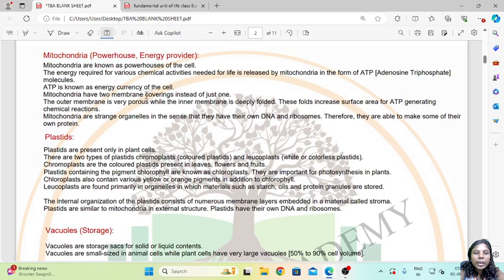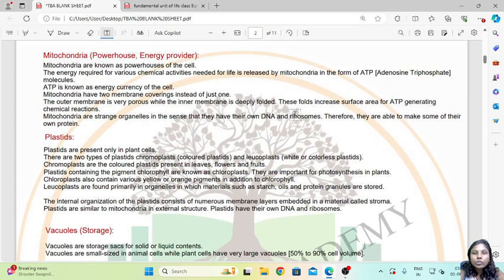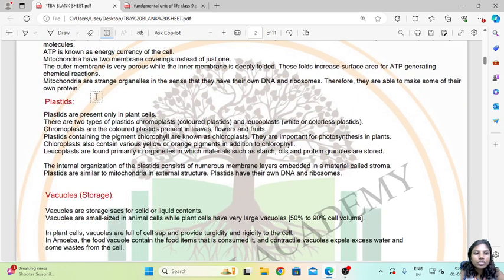Mitochondria have two membrane coverings instead of just one. Till now, all the cells that we have discussed have one single membrane, but mitochondria have two membranes. The outer membrane is very porous, while the inner membrane is deeply folded. These folds increase the surface area for the ATP generating chemical reactions.